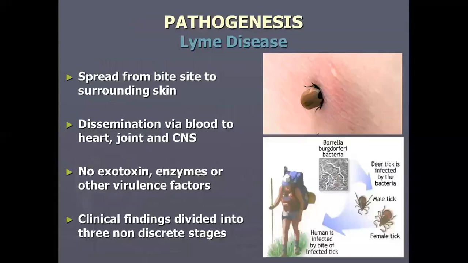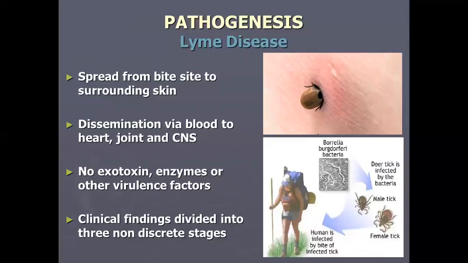What happens actually, you see, the disease is spread by the bite. Once the tick bites the skin, it protrudes inside into the skin and lesions start developing in the surrounding area, if you look over here. After injecting the organism into the skin, they disseminate via the blood to the heart, to the joints, and to the central nervous system. So there is hematogenous spread of this disease.